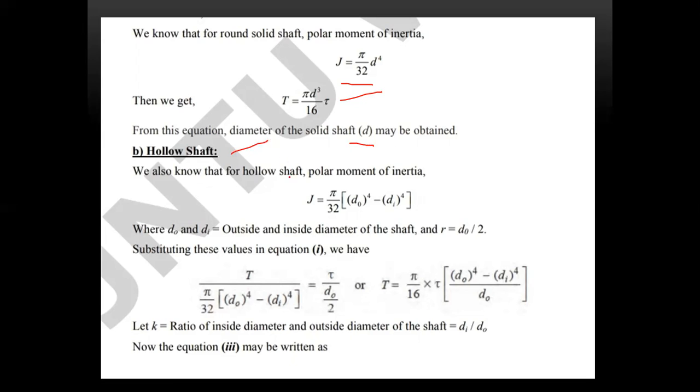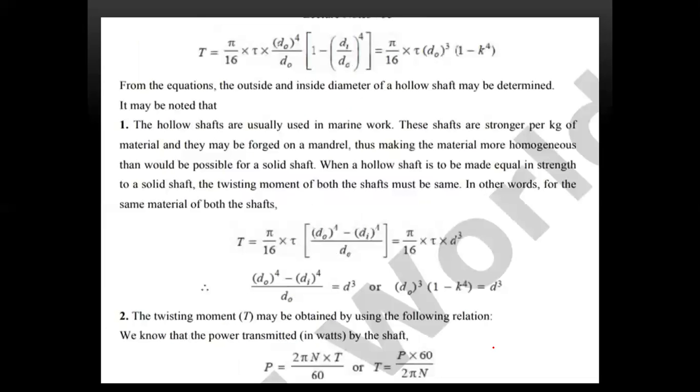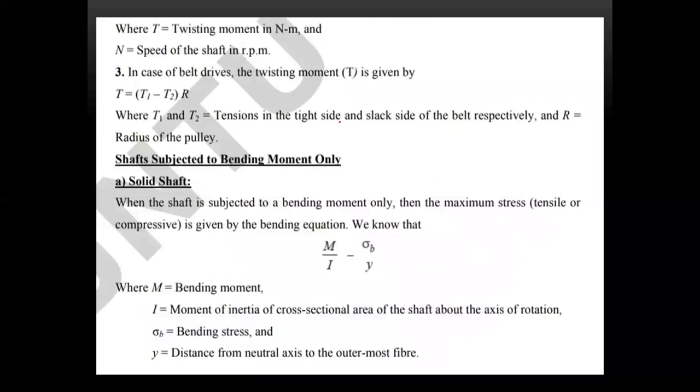Next, coming to the hollow shaft. Hollow shaft moment of inertia is equal to this formula, where Do and Di are the outside diameter and inside diameter. Therefore, after substituting this, we are getting T by so and so. So finally, we are getting the T value. With this, k is equal to the ratio of the inside diameter and the outside diameter, that is Di by Do. Next, we can write like this: pi by 16, 1 minus k to the power of 4. Next, in case of a belt, the twisting moment is equal to this formula.